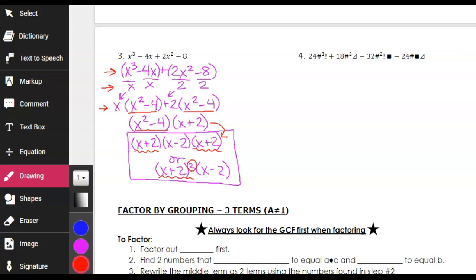So the last one is number 4 in this section, and number 4 looks kind of crazy, but number 4's method is the same. So if we can apply our steps to something that looks as goofy as this, then that means that we probably have this process down. So first step is to look for a GCF. 24, 18, negative 32, and negative 24 are all even, so they can at least be divided by 2. But think about what else they could be divided by.